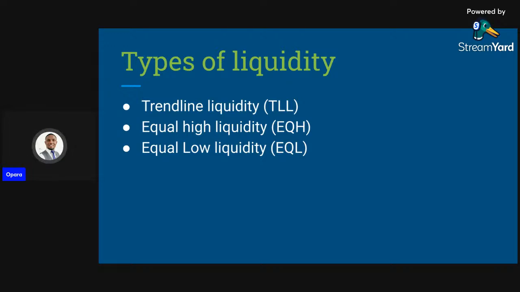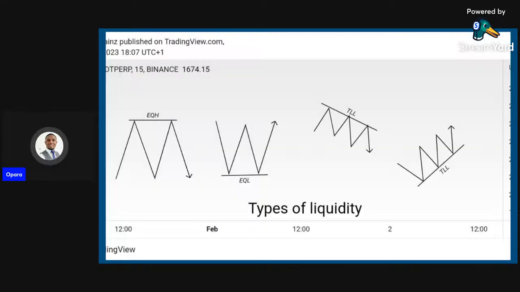Trendline liquidity still works better than the ones that are equal high and equal low. They hold massive liquidity. Okay, so let us proceed. So you can see the pictorial illustrations. You can see the equal high liquidity.